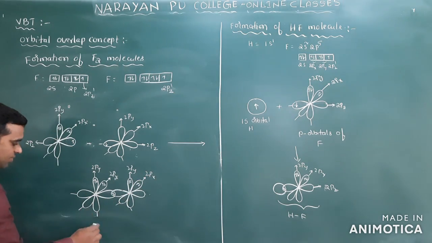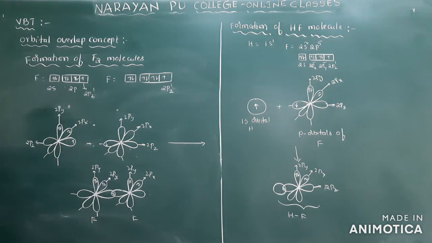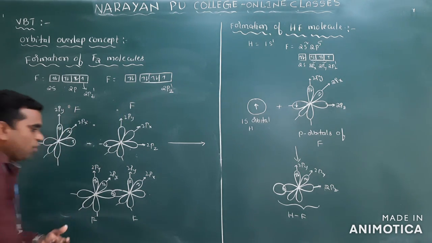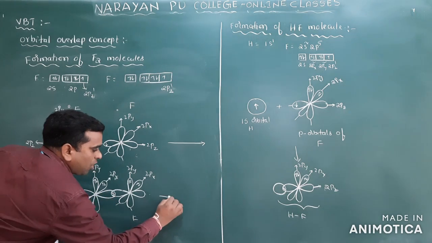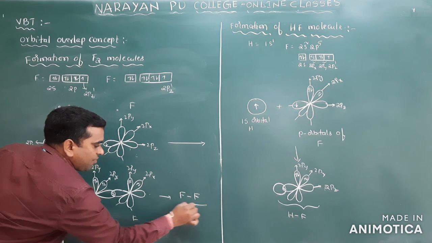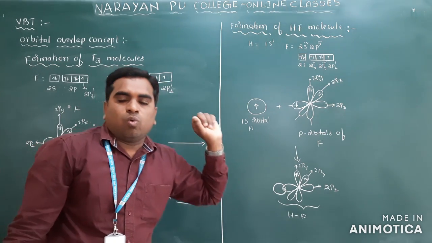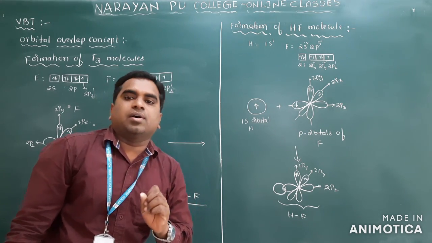Then what will happen? This is one fluorine atom. This is another fluorine atom. If you want, you can write it here. They are forming a bond due to partial overlapping. Then bond formation takes place. You will get the F-F bond. Clear? So this is about the orbital overlap concept of formation of a covalent bond.